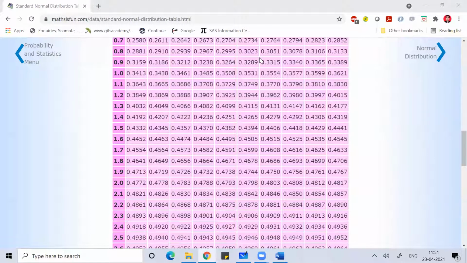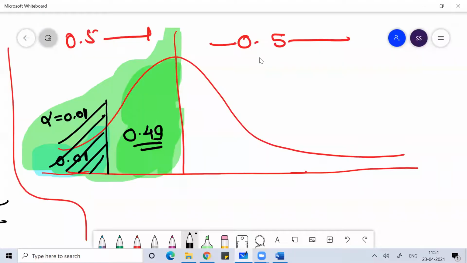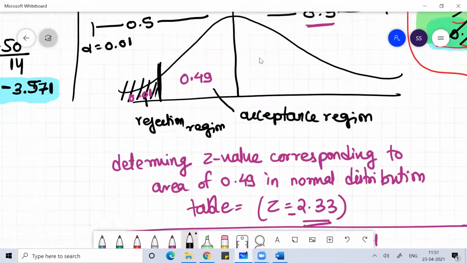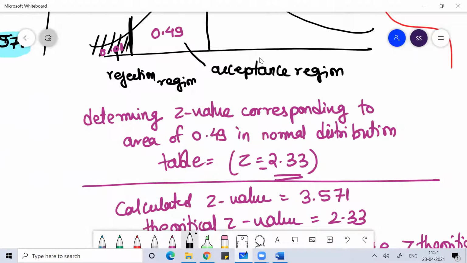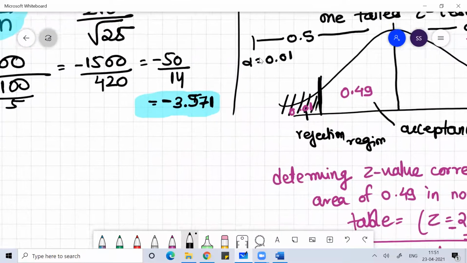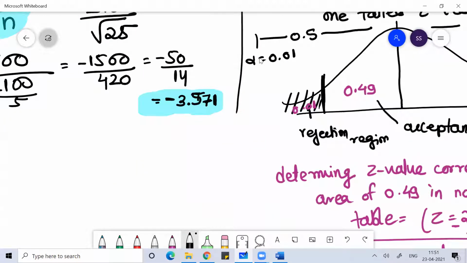So you see the value 0.49 corresponds to 2.33. So that 2.33 is your theoretical z value, and whenever you're solving the problem, the z value you calculated should be lesser than 2.33. If you are getting a value bigger than 2.33, it means that you have to reject the null hypothesis. So this is what we need to do here. Anyone, any doubt?